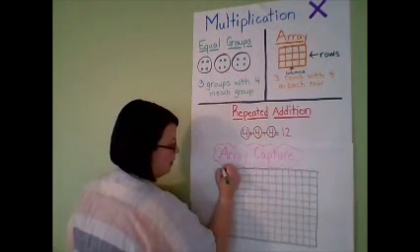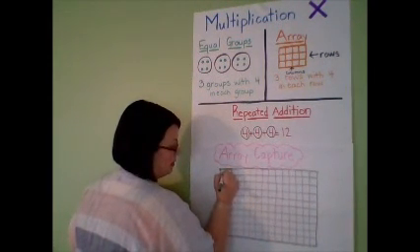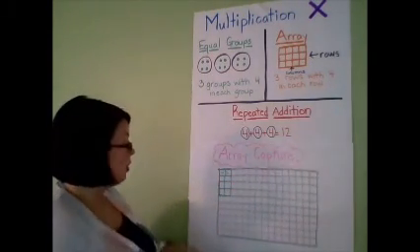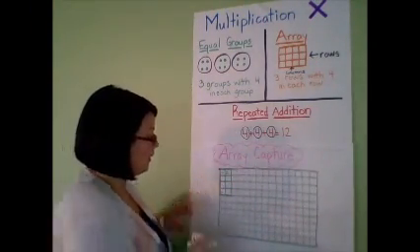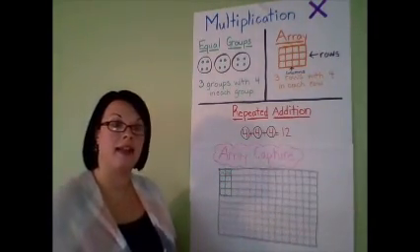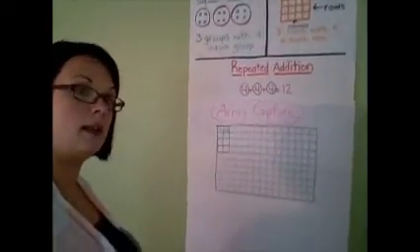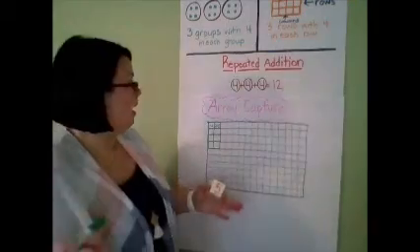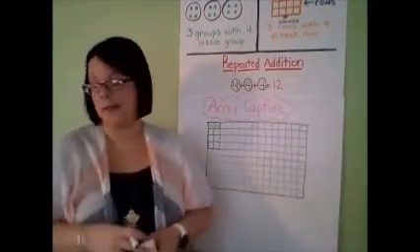I'm going to write that 4 times 2, and I'm going to write what that equals. 2, 4, 6, 8. 4 times 2 is 8. So I write that in the next spot. I'm going to move this down just a little bit so you can see a little bit better. Okay, now my turn's up.